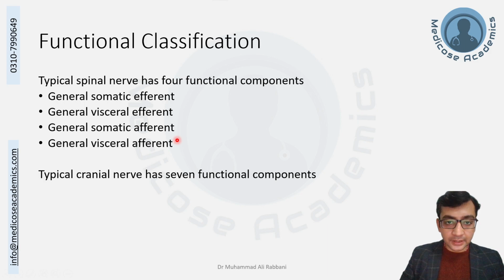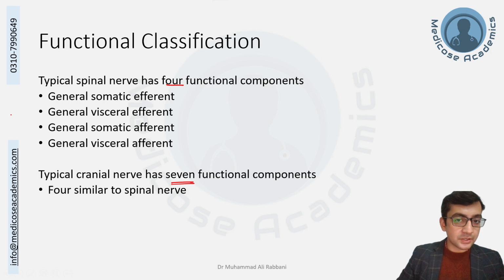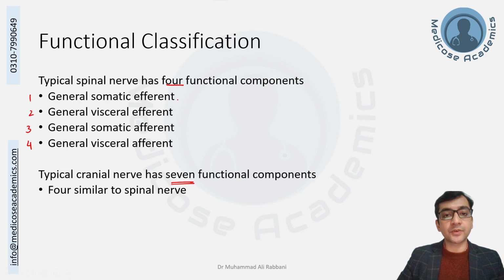The 12 cranial nerves contain 7 rather than 4 components. They include these 4 components: general somatic efferent, general visceral efferent, general somatic afferent, general visceral afferent. They have the same ones. Let's talk about them by the examples of cranial nerves.